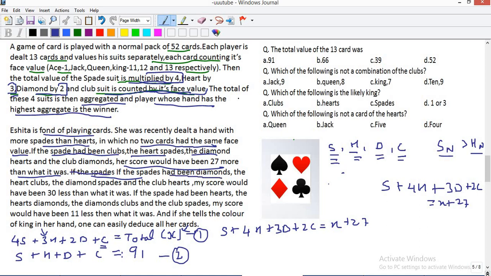If the spades had been diamonds, the heart clubs, the diamond spades and the club hearts. ठीक है, तो अभी नया आ गया. The new condition is spade had been diamond, so I'll say 2S plus, the heart has become clubs, so I can say plus H, and then the diamonds become spades, so I can say 4D, and further the clubs becomes hearts, so I can say nothing but plus 3C. So if this was the condition, what had happened, my score would have been 30 less than what it was.